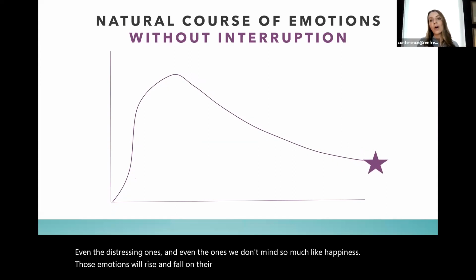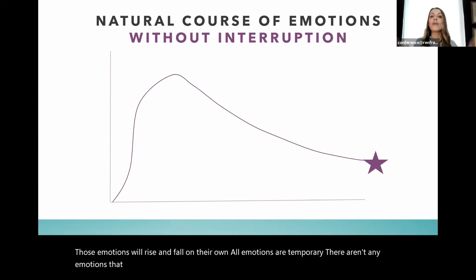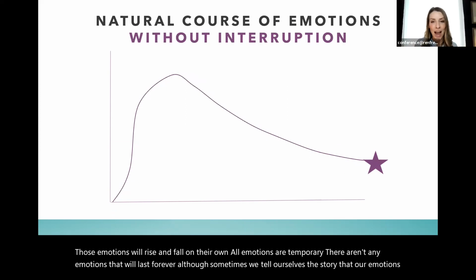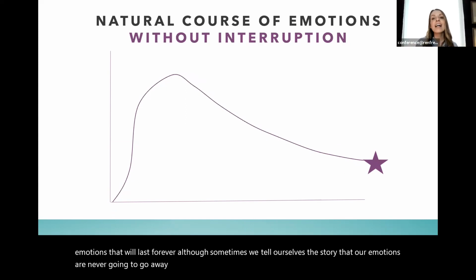All emotions are temporary. There aren't any emotions that will last forever, although sometimes we tell ourselves the story that our emotions are never going to go away. The reality is, if we just allow them to rise and fall, we can learn over time. We can tolerate our emotions, even when they're at their peak.